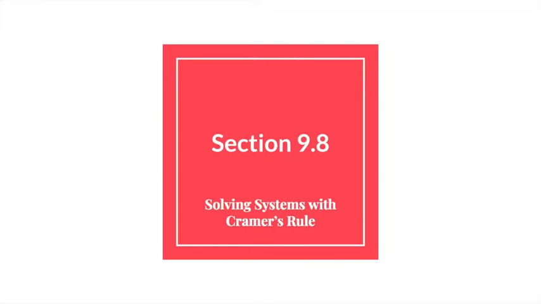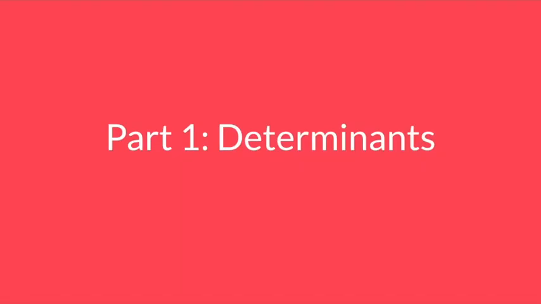Good morning. We're going to talk today about Section 8, Solving Systems with Cramer's Rule. And we're going to split this video into two parts because this section contains a lot of examples, and I think it'll just help keep file sizes down to split it up. So we're going to begin part one with our discussion of determinants. We need to define what a determinant is and how to find those determinants.